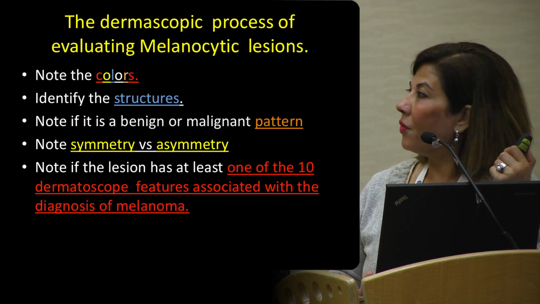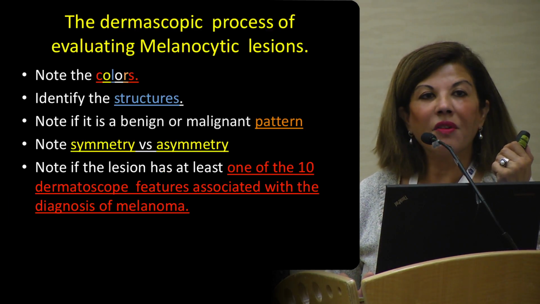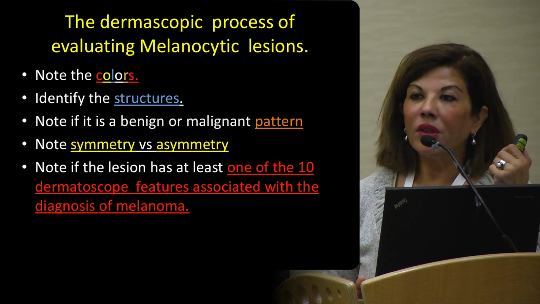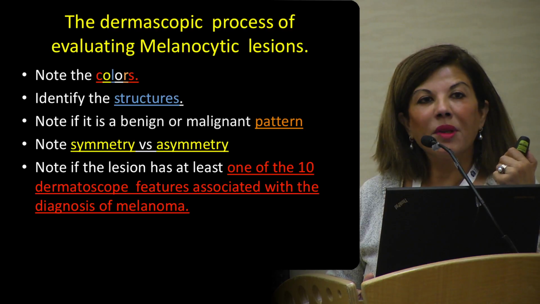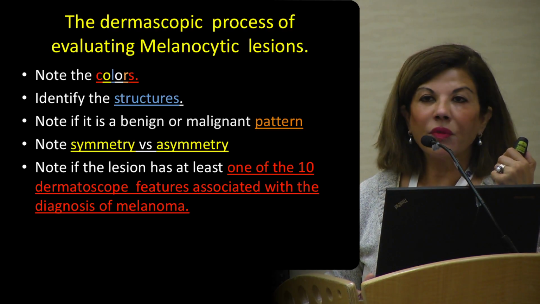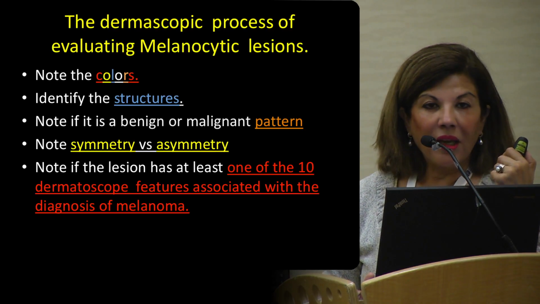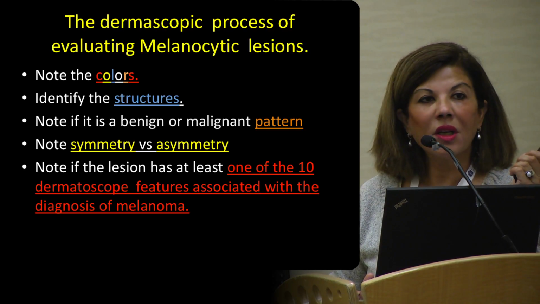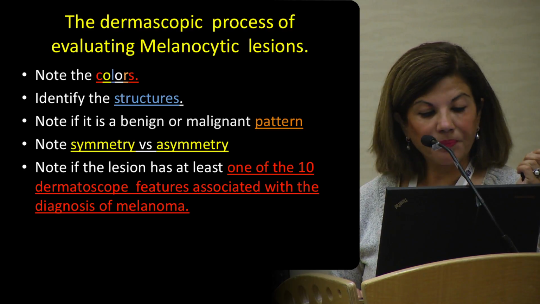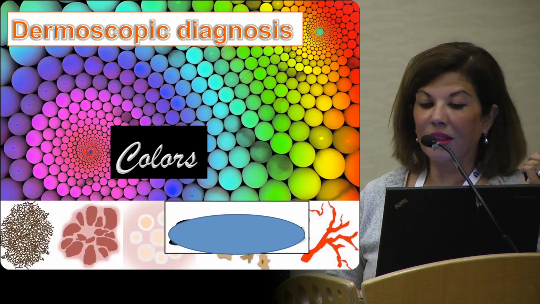The dermoscopic process of evaluating melanocytic lesions is a 5-stage process. You note the colors, you identify the structures, you note if it has a benign or malignant pattern, you note if it's symmetrical or asymmetrical, and finally you note if it has one of the 10 melanoma-specific structures for the diagnosis of melanoma. Let's begin with colors.